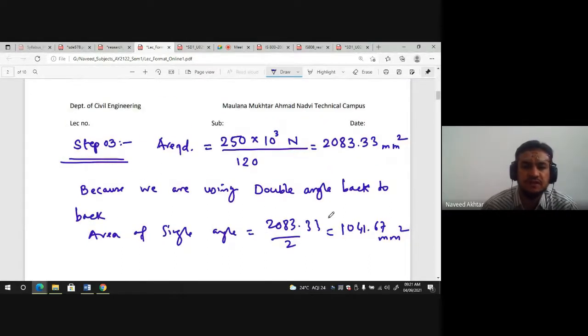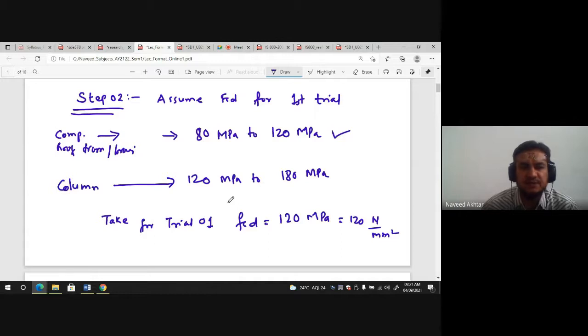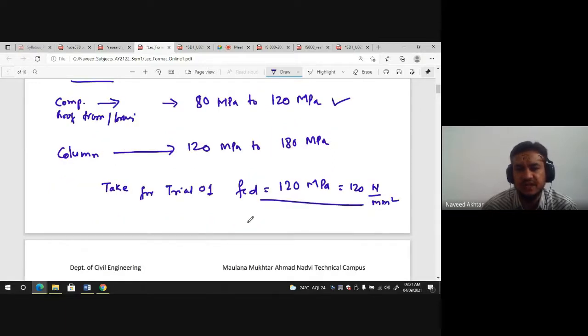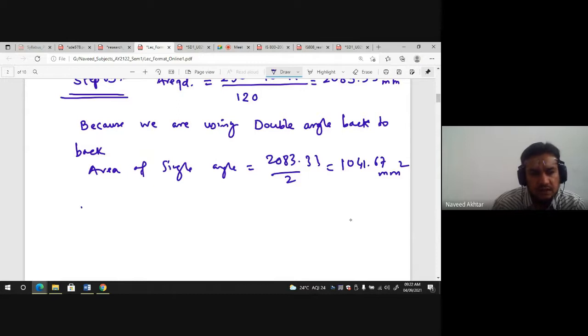Now in step number 1, we have found out the LE. It is 2125 mm, as per we have selected the effective length. Then assume FCD in between for the member of truss 80 to 120 MPa, so we considered 120 MPa. And based on that, because we know the load, we can find out the area required. Because this is double angle section, the strength of single angle we will find out first, and then we will multiply. So area of single angle is 1041.67 mm².